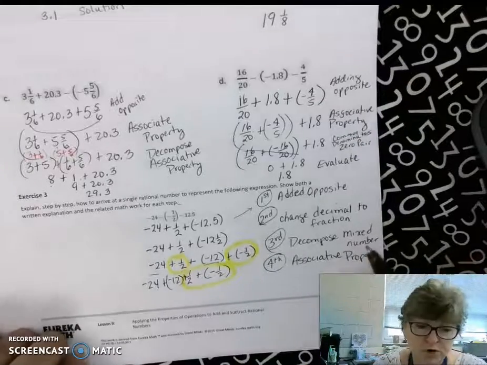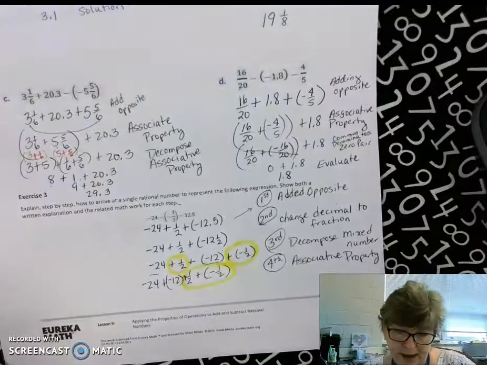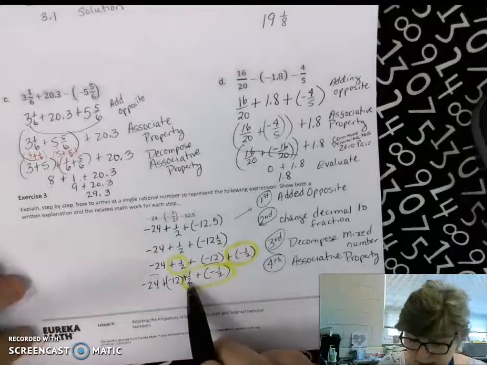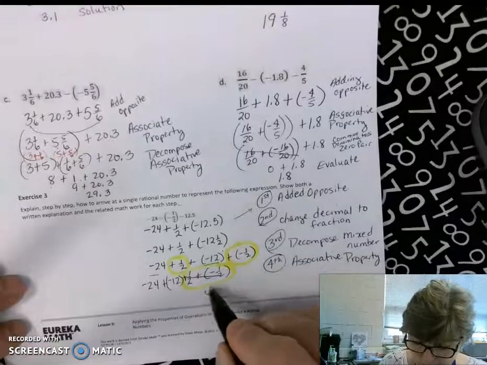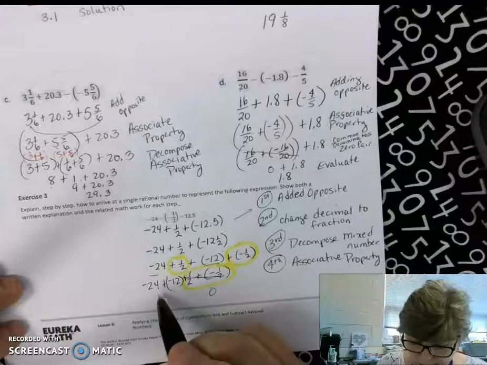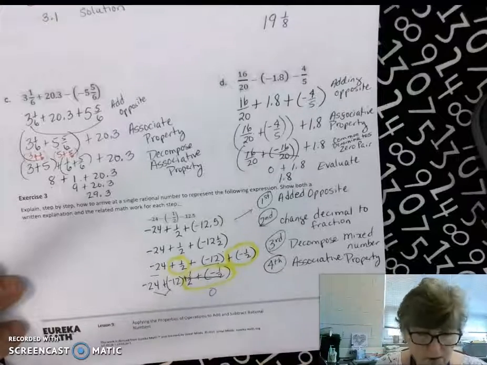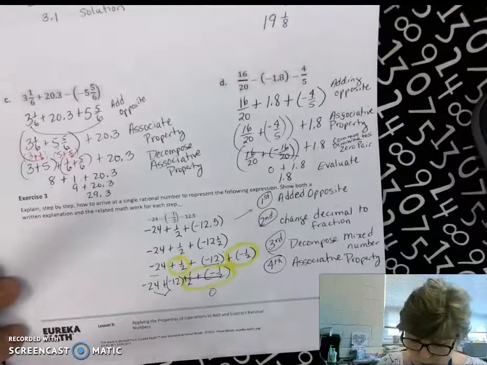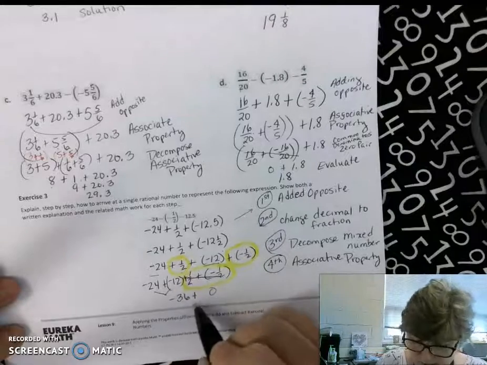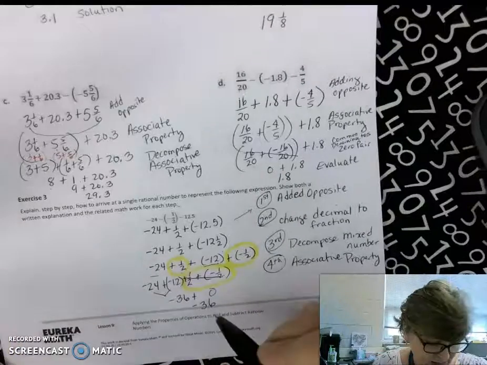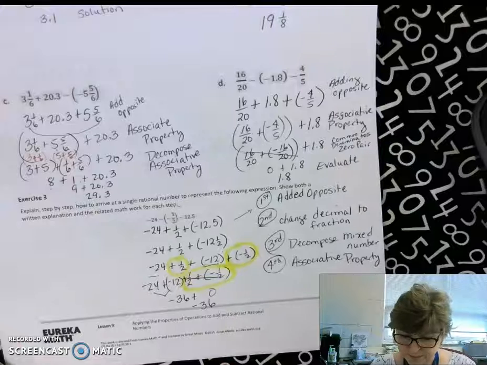Now, very often you do these things in your mind as mental math. So a positive 1/2 and a negative 1/2 is 0. And negative 24 plus a negative 12 is a negative 36. So my final solution is negative 36.